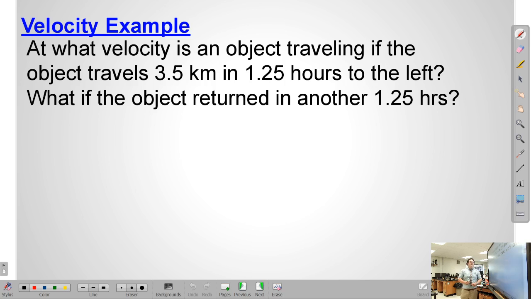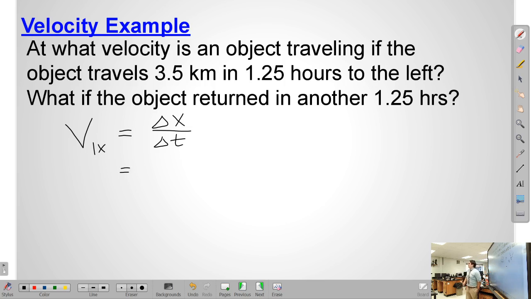At what velocity is an object traveling if the object travels 3.5 kilometers in 125 hours to the left? To the left, fantastic. All right, I'm going to put v sub 1 because this has two velocities in this question. If you want to be more specific, we put v sub 1 in the x direction, if you want to be really particular. Velocity is your change in x over your change in time.